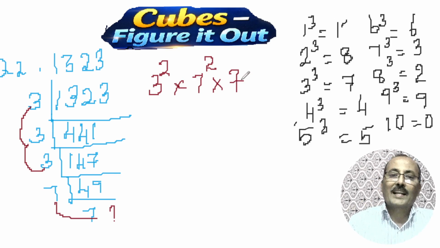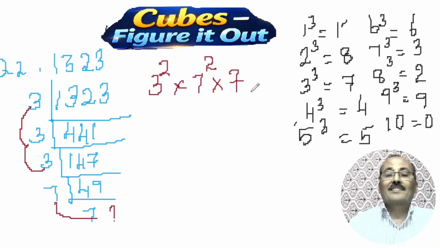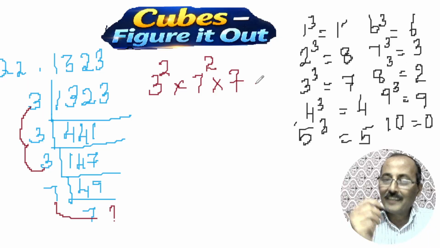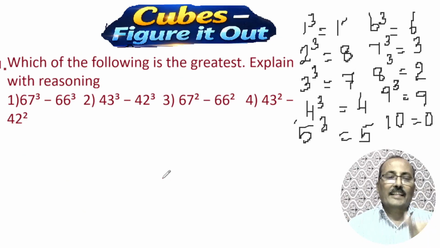If they're asking what has to be multiplied, sometimes only one number will be there, and you have to multiply 2 sevens, then it will become a perfect square. Are you clear with this logic? Very important concept. Our next question.